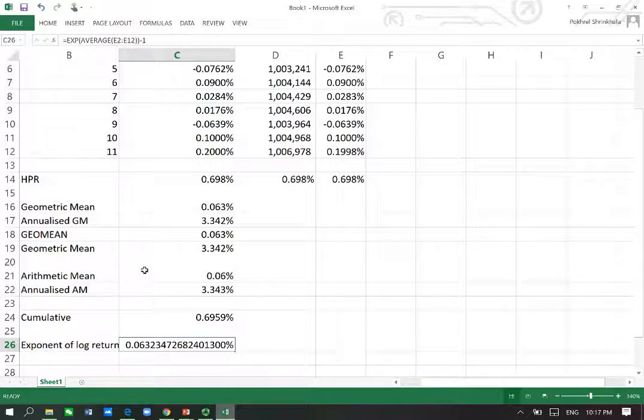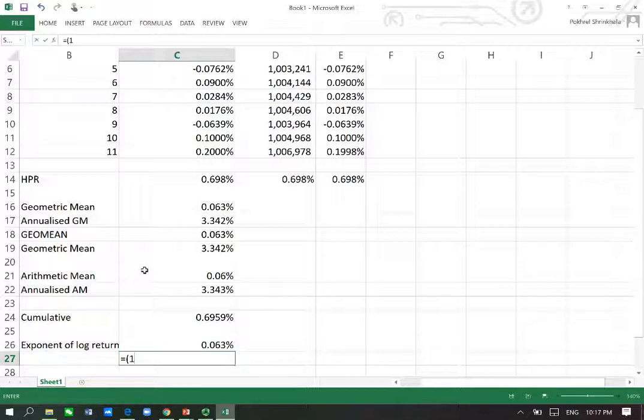Of course I can change the format now to limit the number of decimal places. So format changing to make it consistent is this. So you can see exponent of log return, the way I have done it, is again giving me the same thing as that of geometric mean.